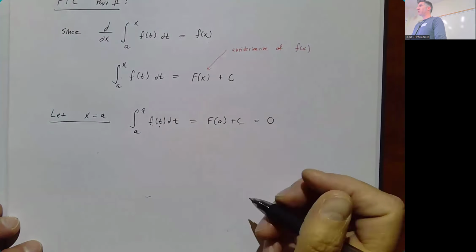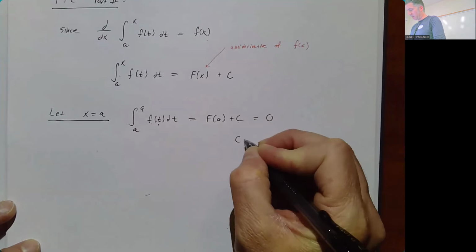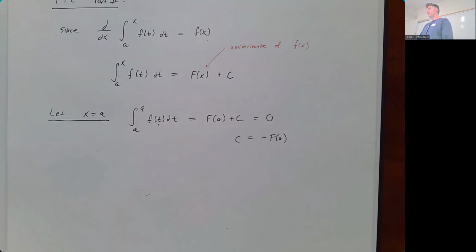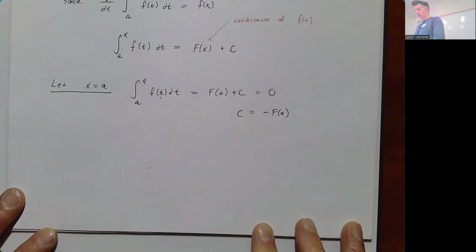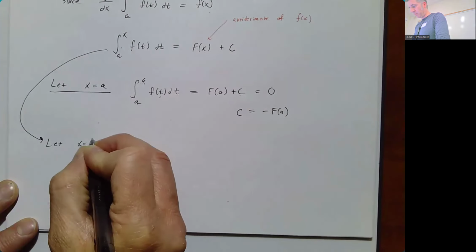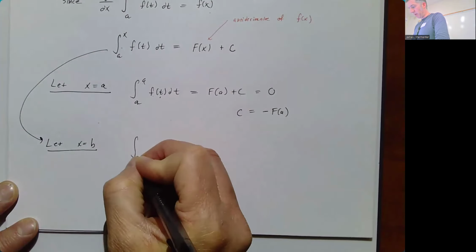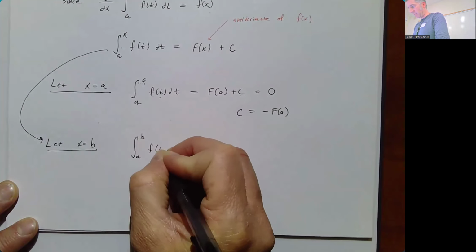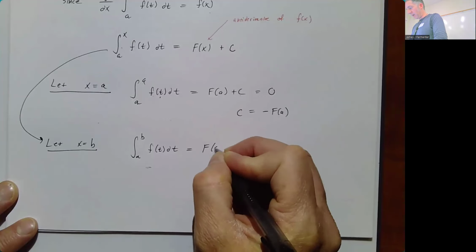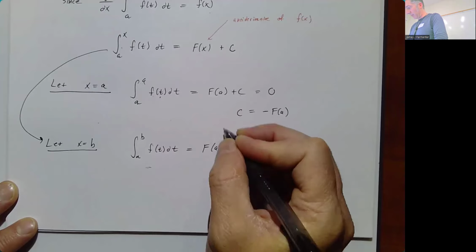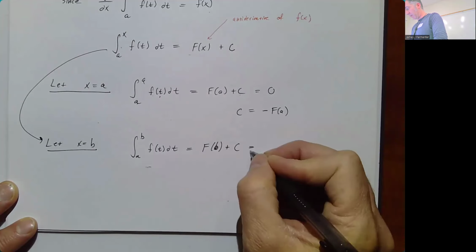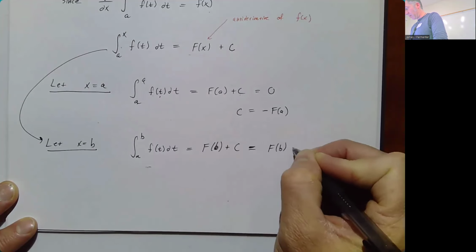But that means we can figure out what that constant is. If I subtract F of a from both sides, that constant is equal to negative F of a, the antiderivative evaluated at a. And then we get the result we want. If we let x equal b, then the integral from a to b of f of t dt is equal to F of b plus c, but c is negative F of a. So that's capital F of b minus capital F of a.